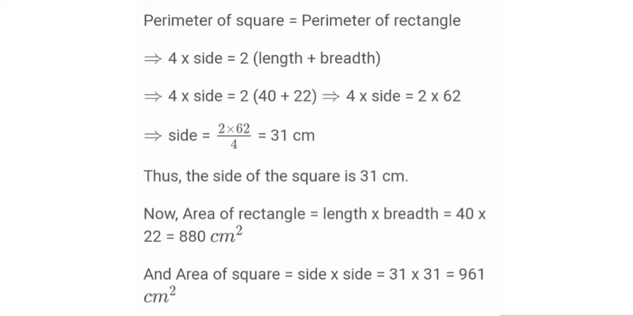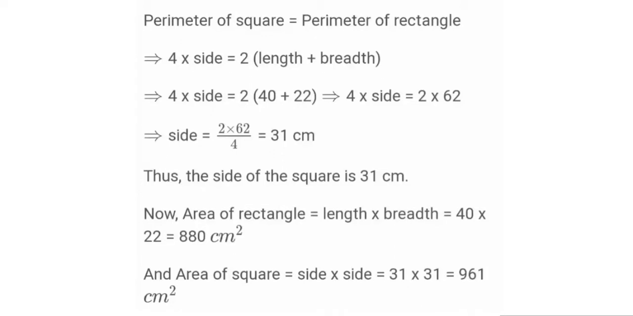Now write the formulas. So perimeter of a square formula is 4 into side, and perimeter of rectangle formula is 2 in bracket L plus B. Now put the values. So 4 into side is equal to 2 in bracket 40 plus 22. 40 plus 22, this is 62. So side is equal to 2 into 62 upon 4. So it is 31 centimeter. So the side of the square is 31 centimeter.